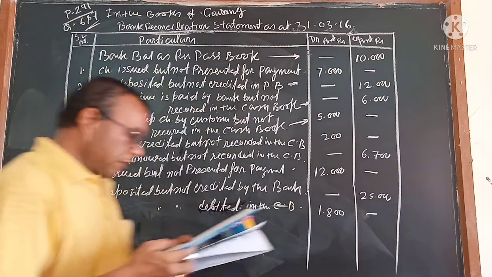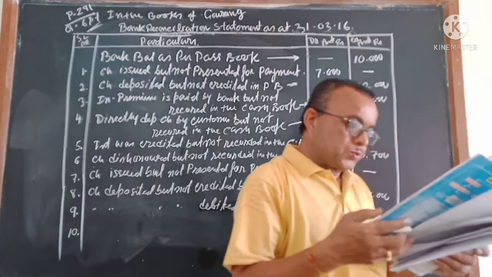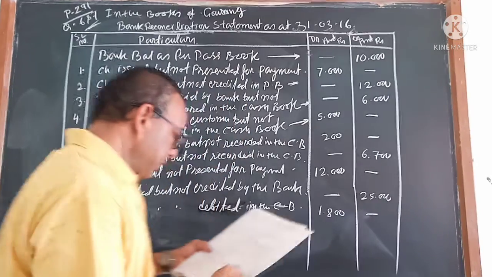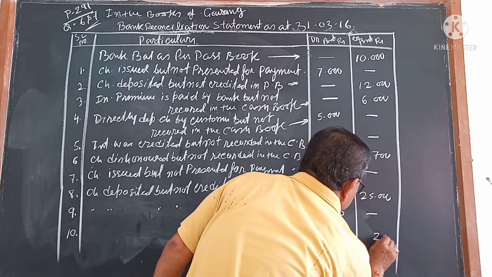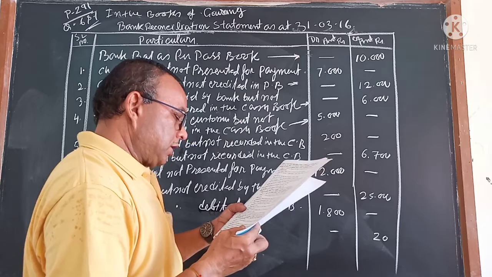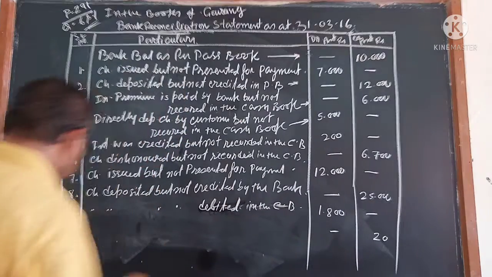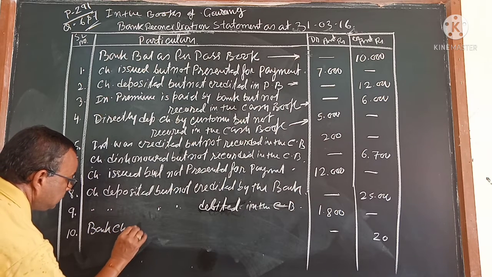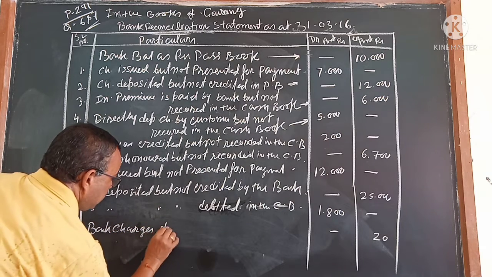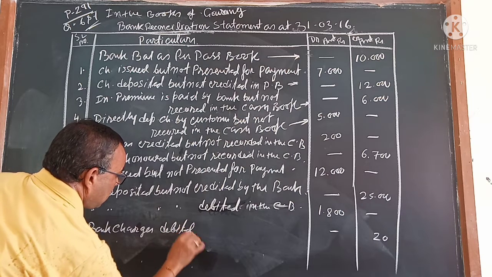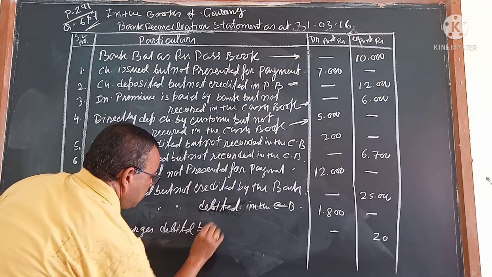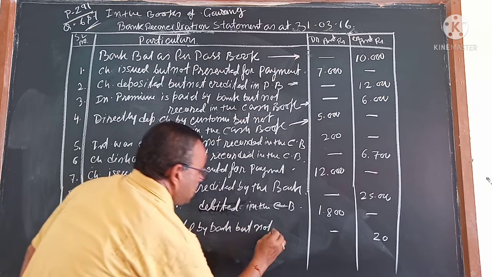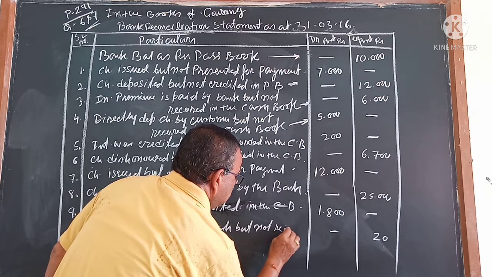And number 10, last one. Bank debited 20 in the passbook for bank charges, which is not recorded in the cash book. Bank debited, so we have to credit. What for? The bank debited for bank charges. Write it here: bank charges debited by bank but not recorded in cash book.